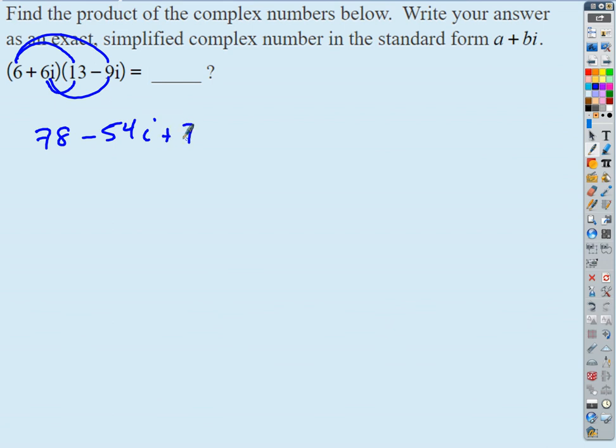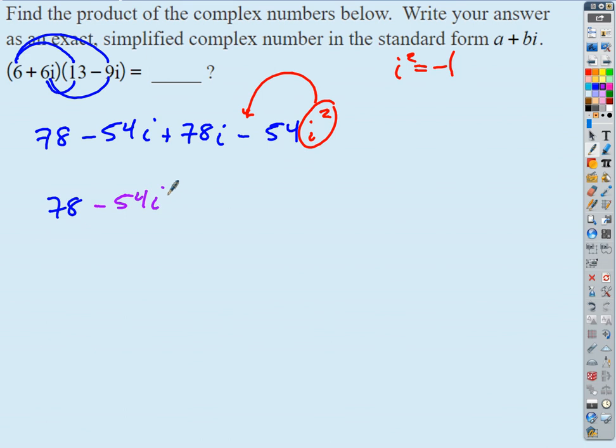If I distribute the 6i, I'm gonna get 78i plus 54, okay, minus 54i squared. But what is i squared equal to? Negative 1. Good. Remember that i squared is negative 1. So when we multiply out complex numbers, whenever we get that i squared, it's just going to change the sign of that term, isn't it? So we end up then with 78 minus 54i plus 78i, and then that just becomes a plus 54.